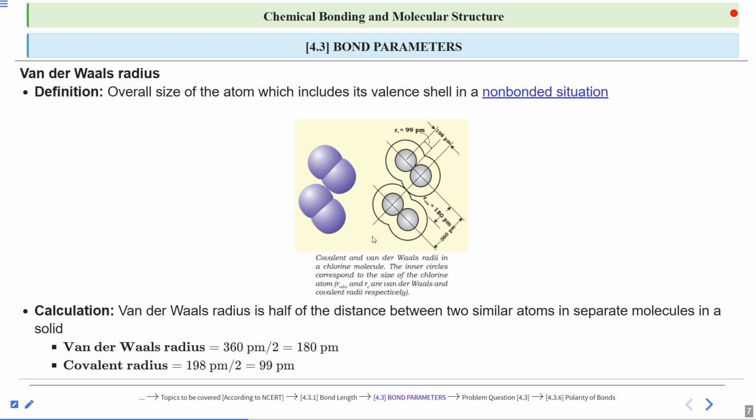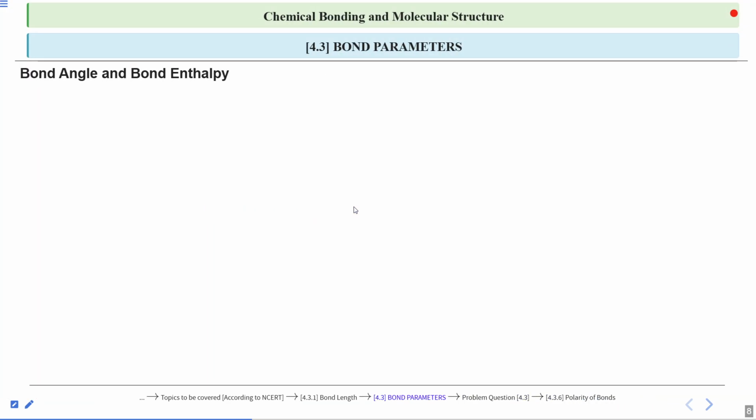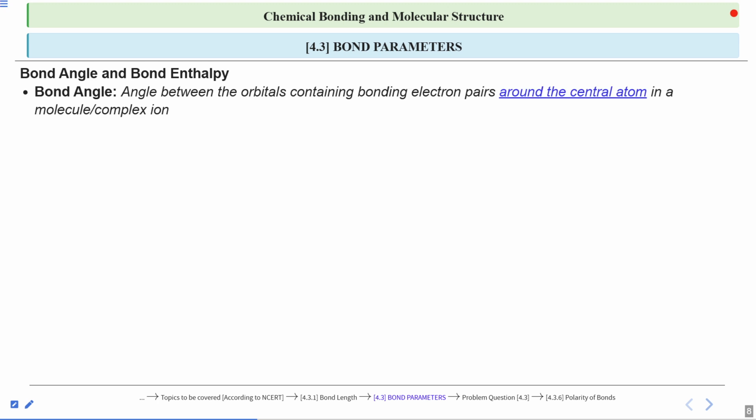Got it? Now, moving on further. So this is about the bond length. We have covered the bond length part. We know the definition now. Now we will move to the next parameter, which is bond angle. What is bond angle? A very simple definition is given here, but an important term is mentioned: it is the angle between the orbitals of bonding electron pairs around the central atom in a molecule or complex ion.